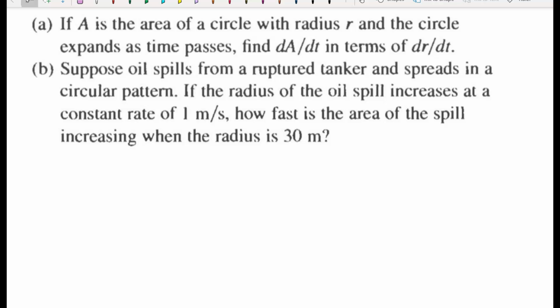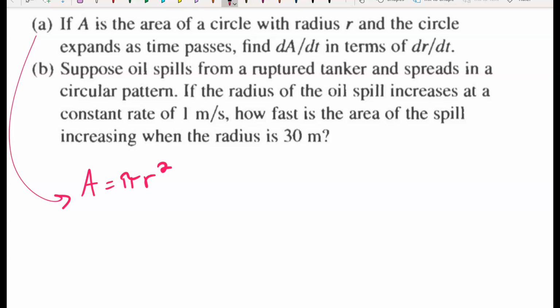If A is the area of a circle with radius r, and the circle expands as time passes, find dA/dt in terms of dr/dt. So remember, this just represents the derivative of the area function, or the rate of change of the area. So the first thing I'm going to think about is the relationship between area and radius.